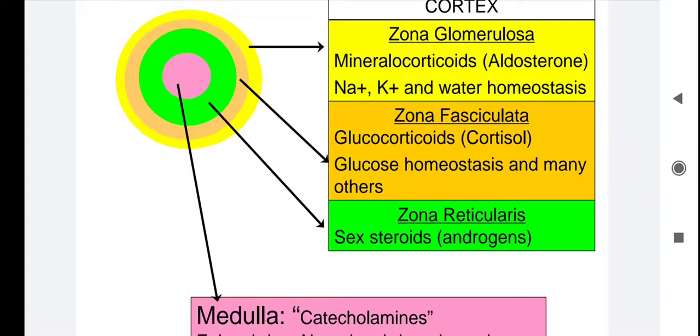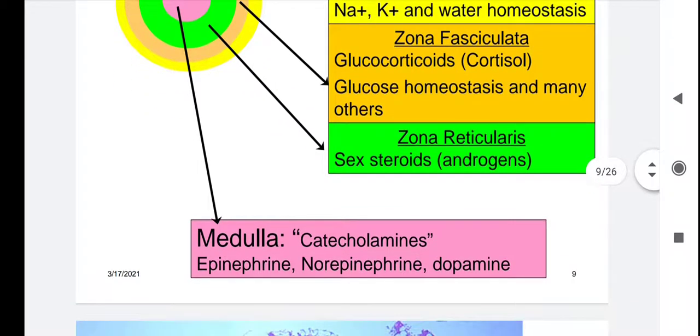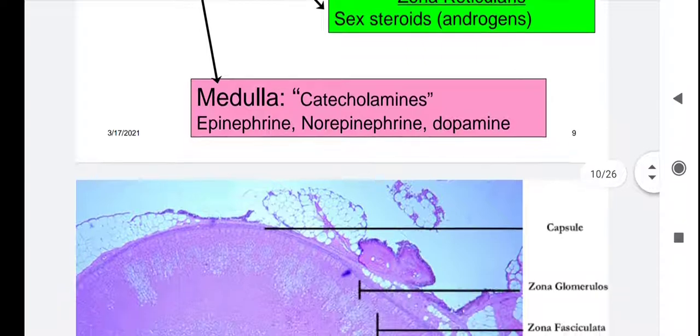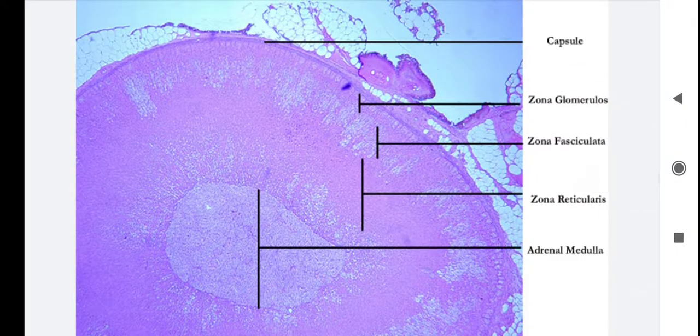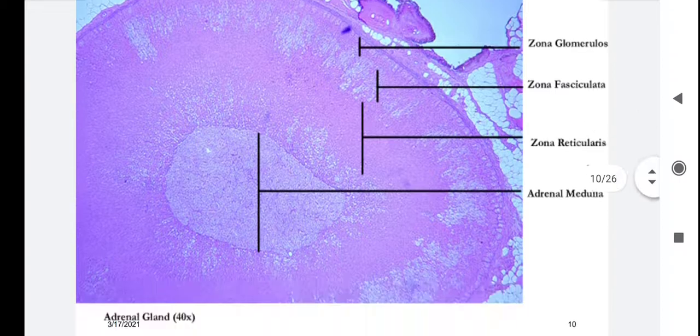The inner part of the adrenal gland, inside the cortex, is the medulla. The medulla is responsible for the production of catecholamines: epinephrine, norepinephrine, and dopamine. Here we can show the capsule around the adrenal gland. These three zones are found in the cortex: zona glomerulosa, zona fasciculata, and then zona reticularis. The three zones represent the cortex. After that we find the adrenal medulla.